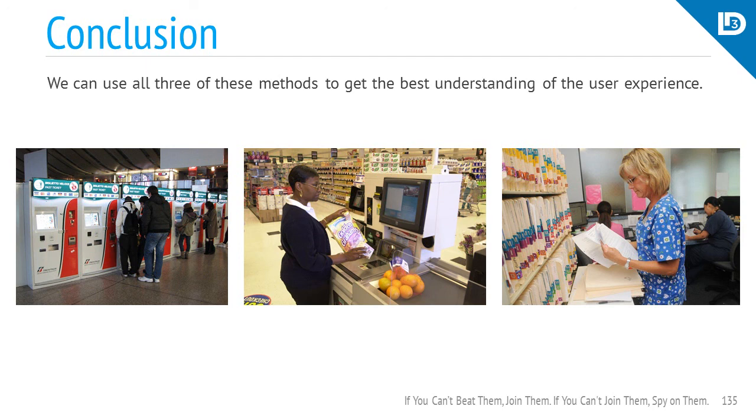So combine traditional user research with participant observation and covert observation to really take advantage of these techniques and to minimize the disadvantages.